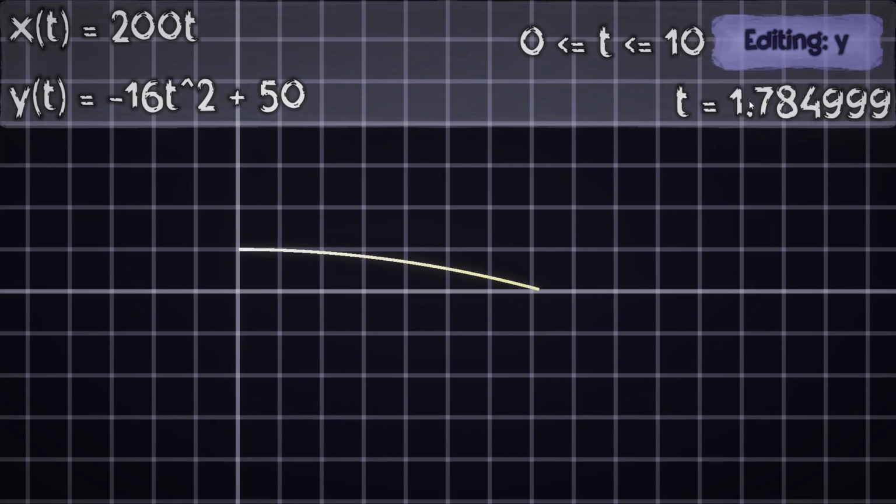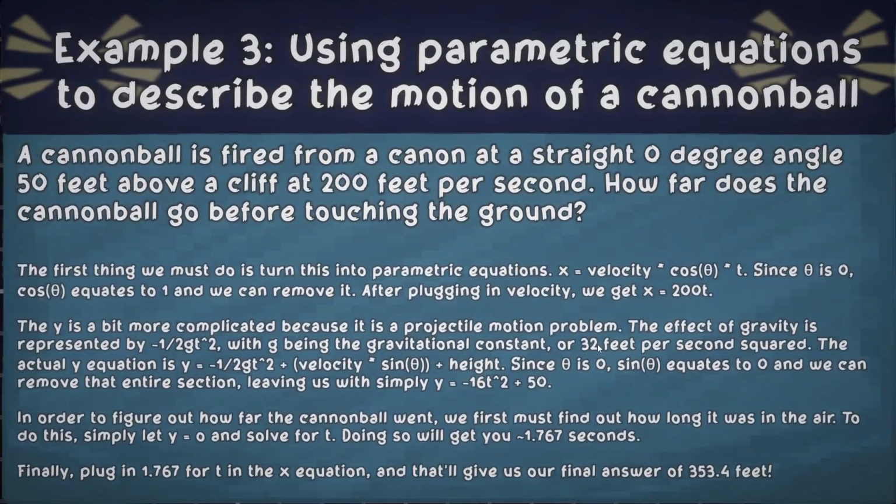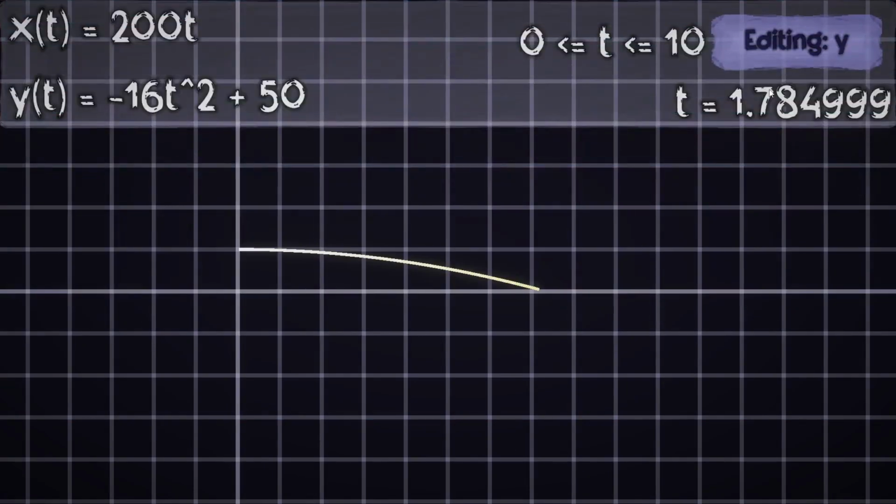And would you look at that? T equals 1.78. If you look at our calculation, our time for when it touched the ground was 1.76. Extremely close. And that is a surefire way of knowing that we did our math correctly.